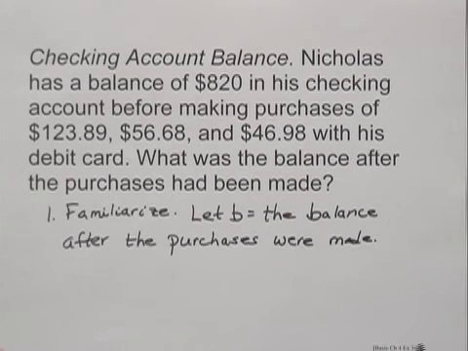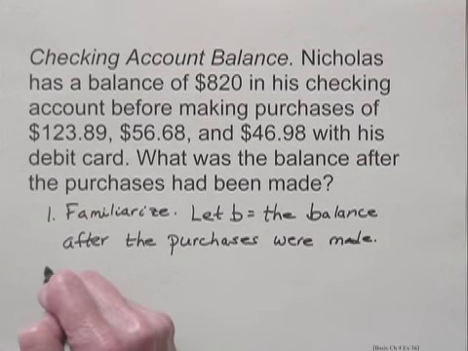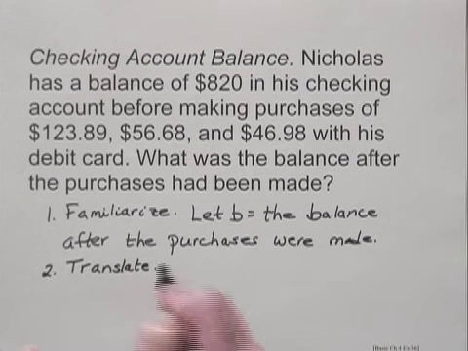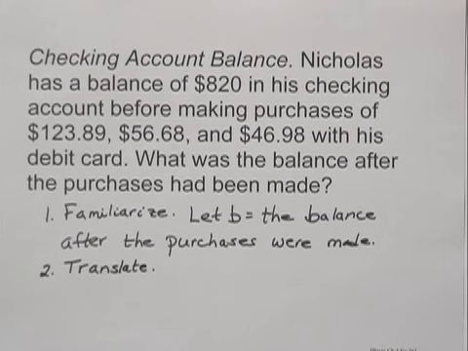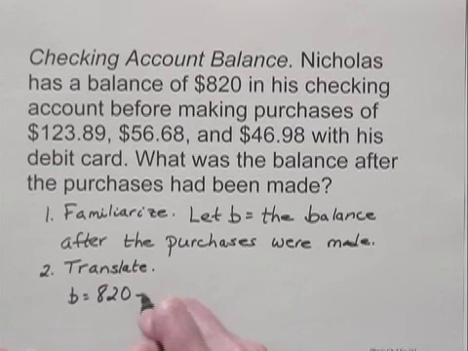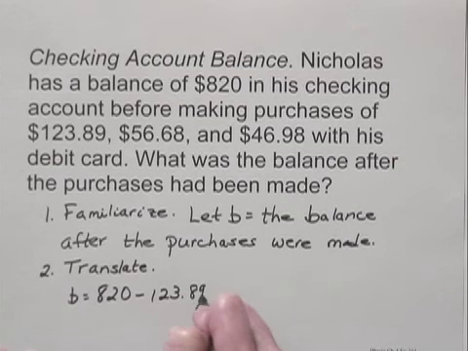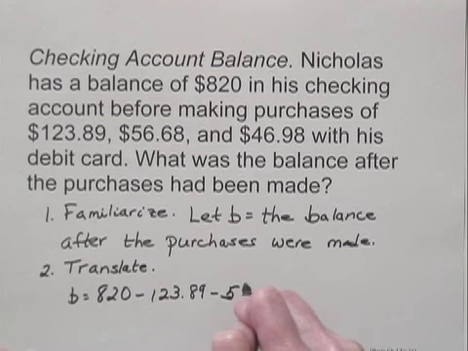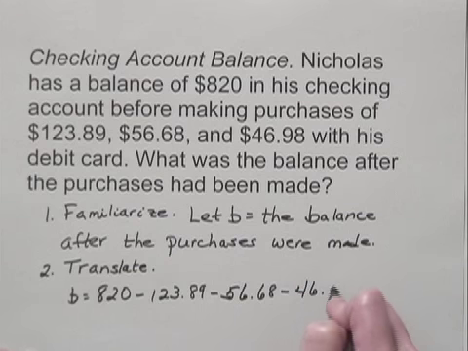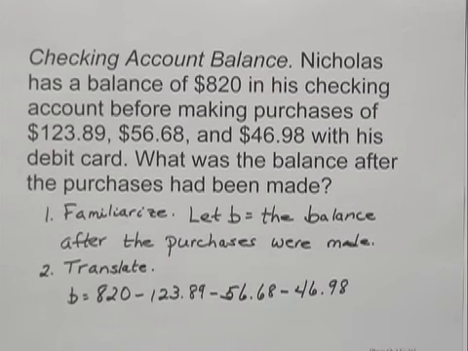Now, the next step in the process is to translate to an equation. And for this problem, we can translate to an equation where we say that the new balance is equal to the original balance, $820, minus the amount of each of the three purchases. So minus $123.89. I'm not writing the dollar signs here, but these are dollar amounts, minus $56.68, minus $46.98.